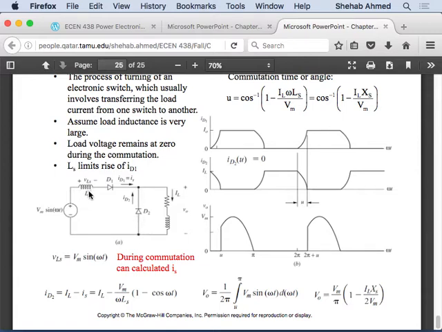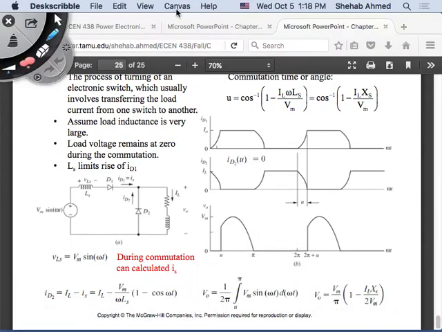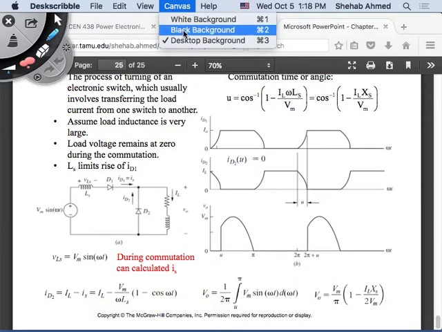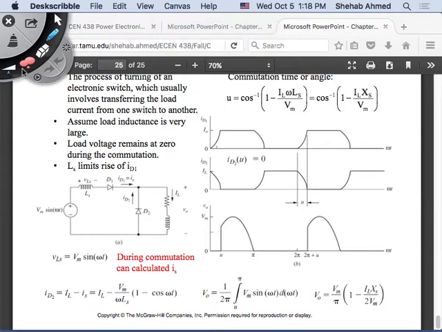What does this inductor do? Typically, we said inductors limit the rate of change of current. That's what they typically do. Which means that the current going into this diode will not rise as fast and will not fall as fast. So, when this diode is turning on, current will rise slower than we would have expected, and it will fall slower than we would have expected as well.